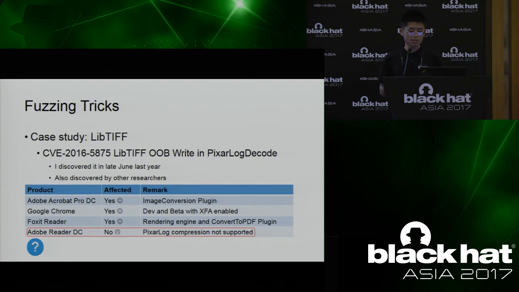It is because the TIFF image's PixarLog compression was not supported. And we can verify this by reversing the acrophone.api file, where we can find a string that indicates the compression algorithm was not supported by default.